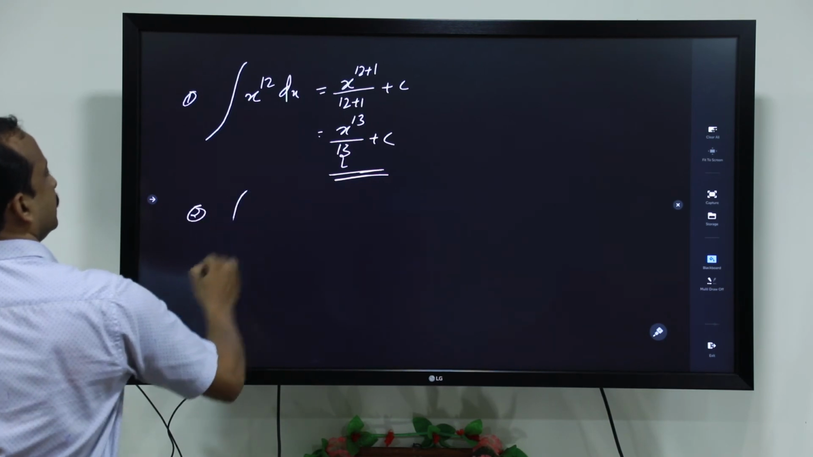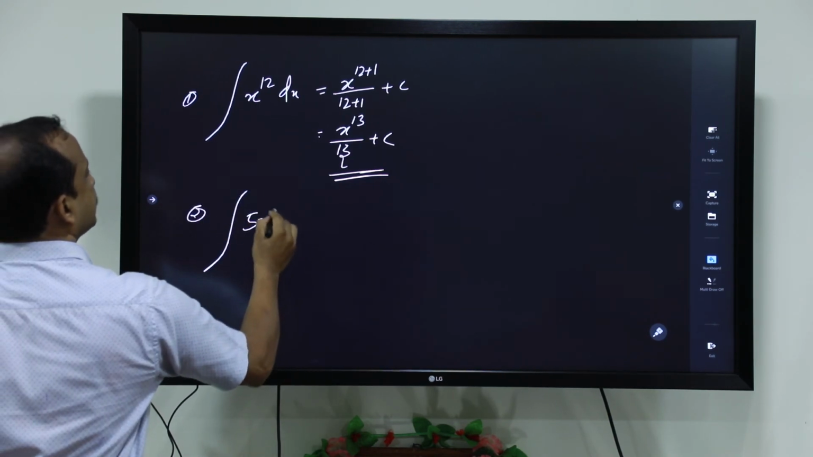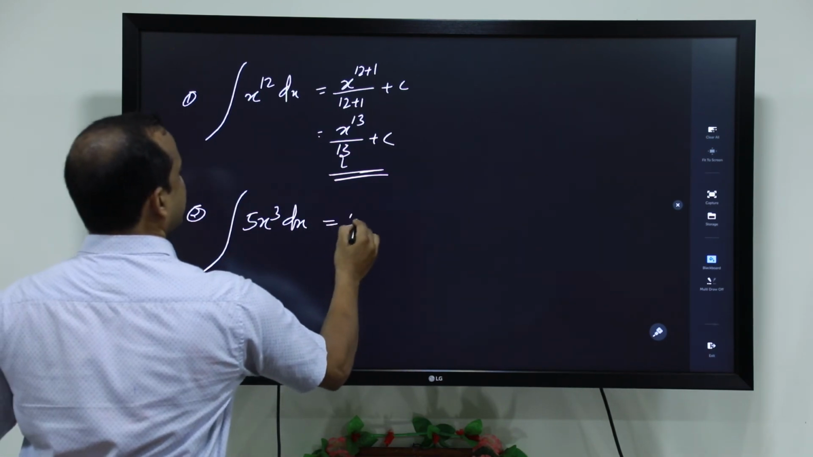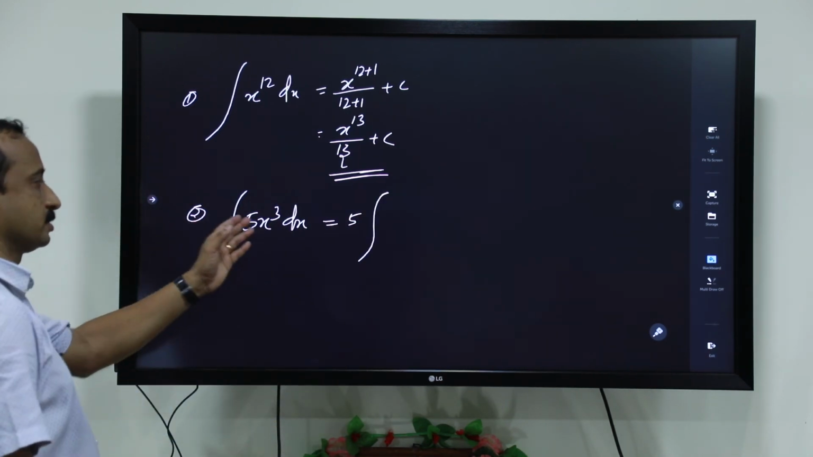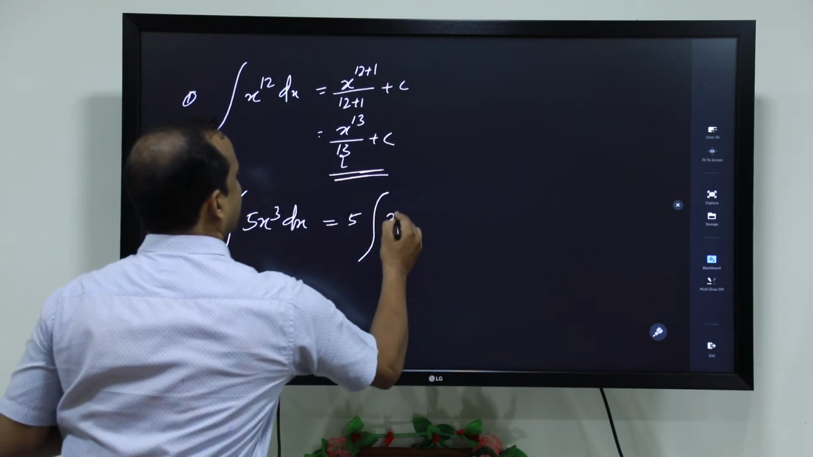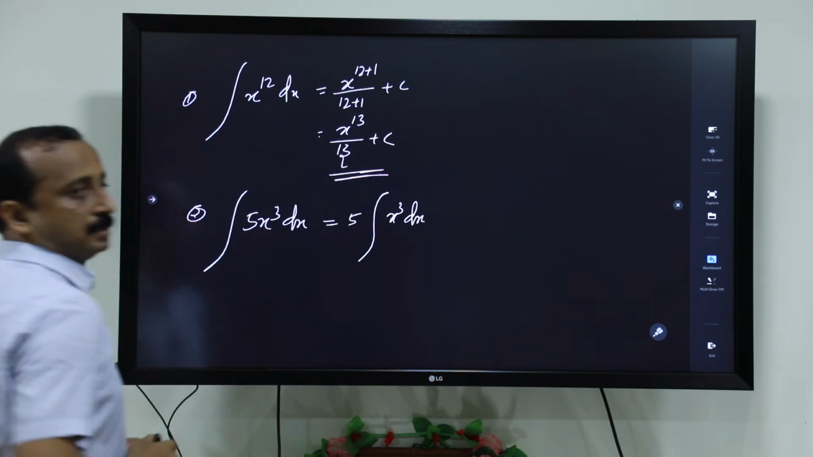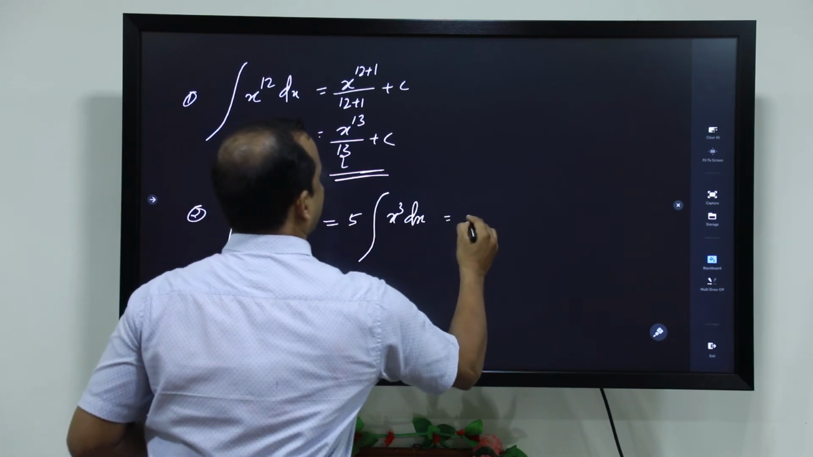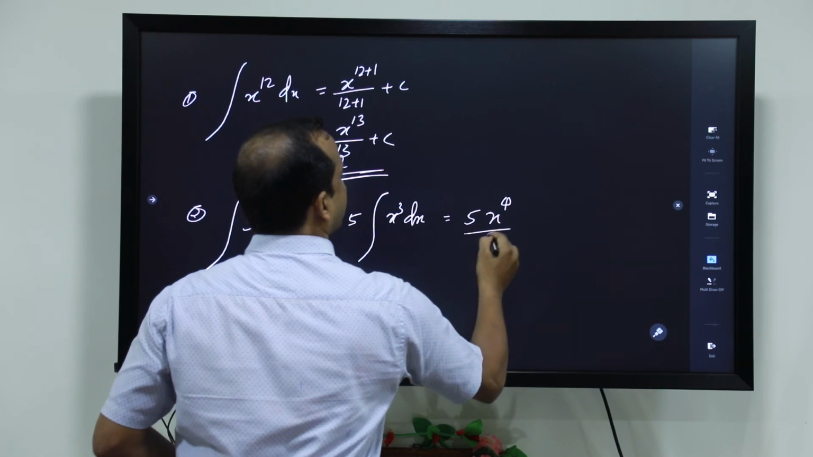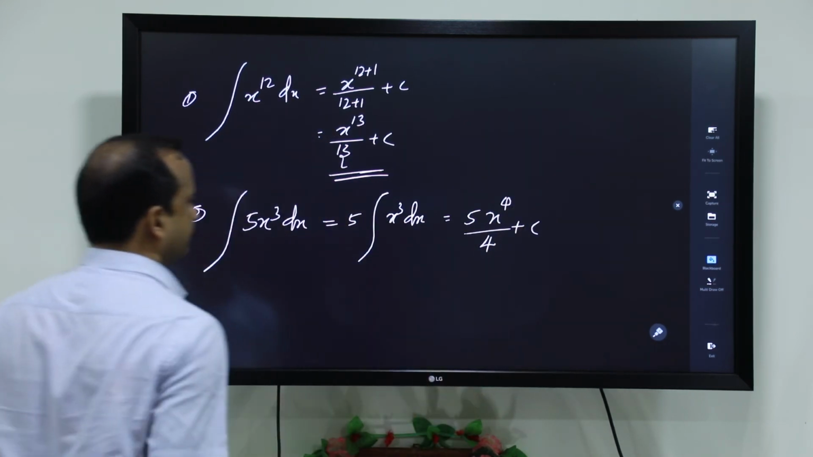Now the second, integral of 5x cube into dx. Here 5 is a scalar quantity. So it's a constant, which sits outside of the integral, then x cube into dx. That is 5 into the integral of x cube, which is x raised to 3 plus 1, that is 4, divided by 4 plus c.